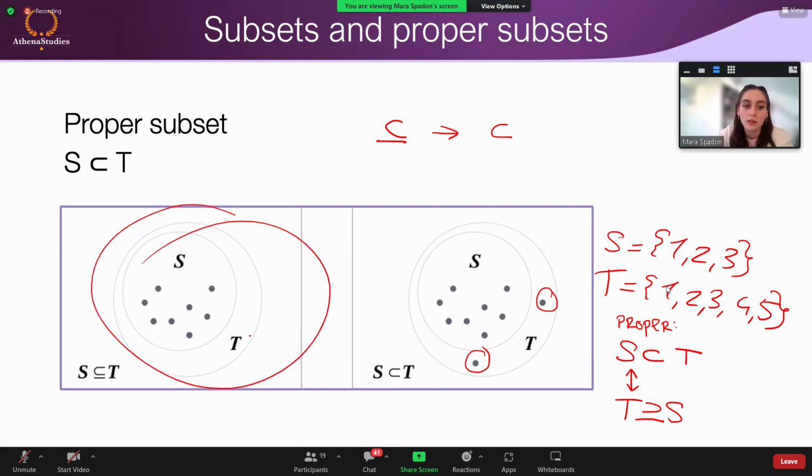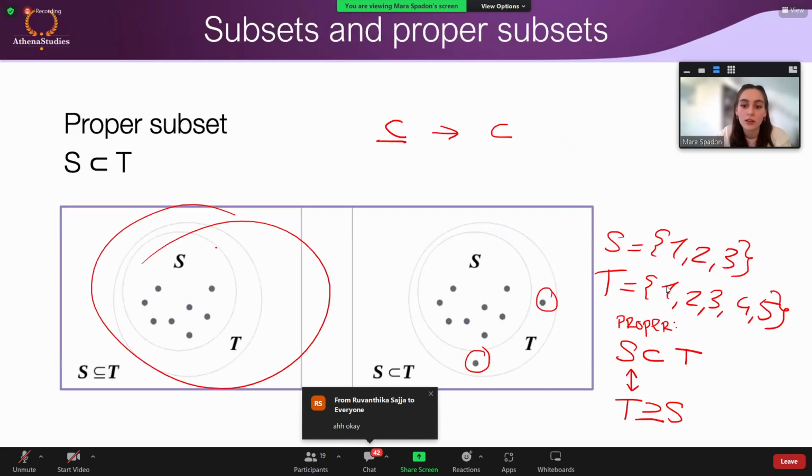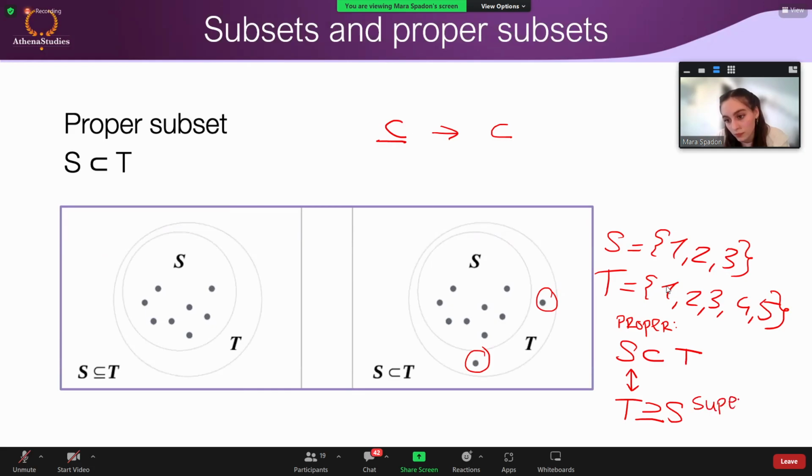For this one, no, because for a superset, it has to include all the elements. And if they are the same, then the Venn diagram looks like this, right? They're the same circle. So then you cannot say here that S is a superset of T because they share the exact same elements. Yes, exactly. So if your Venn diagram looks like this, that's what you have to look out for. Then it is a superset, and the other way around, it is a proper subset. Okay, so keep that one in mind. This is a proper subset.